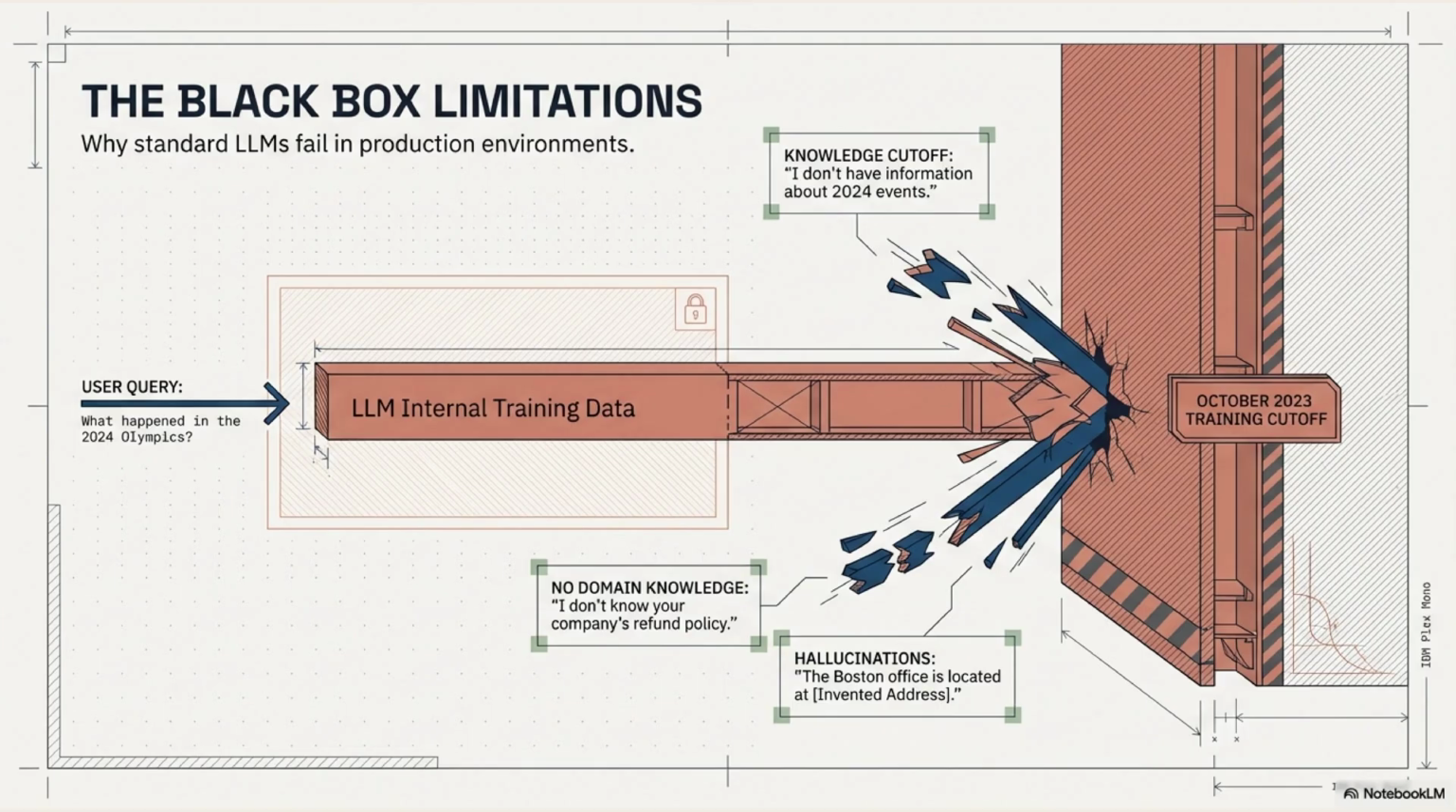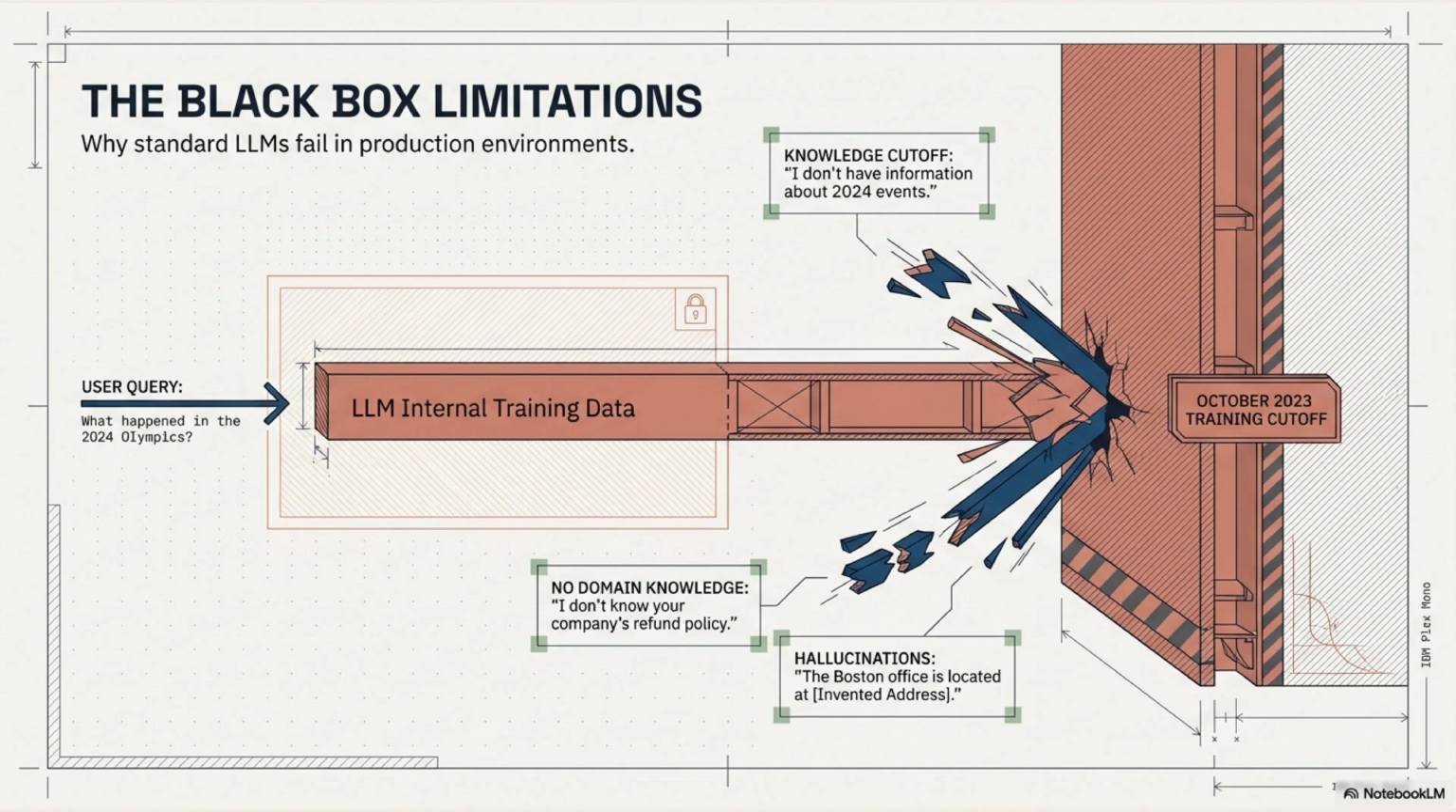Three failure modes emerge. First, knowledge cutoff. The model cannot give you information about events after its training ended. It will literally say, "I don't have information about 2024 events." That's not a bug. That's a fundamental architectural constraint. Second, no domain knowledge. The model has never seen your internal HR files, your product catalog, your contracts, or your proprietary processes. It will say, "I don't know your company's refund policy." It simply doesn't have access.